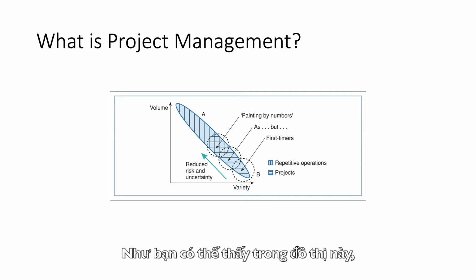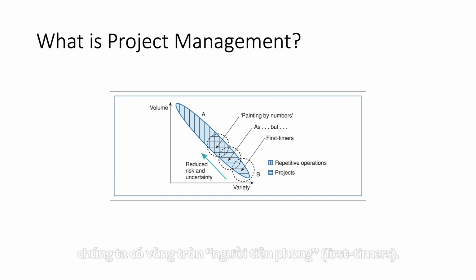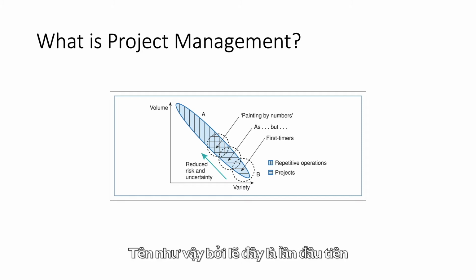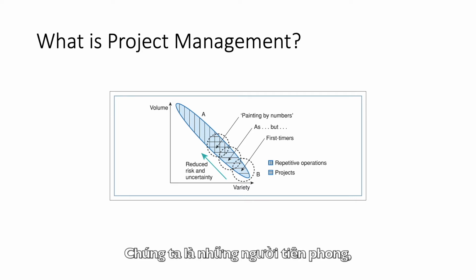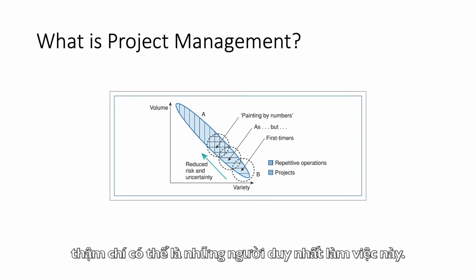So as you can see in this graph, in the far right hand corner, we have a circle that is labeled first timers. First timers means it's the very first time that we have actually ever done what is to be accomplished on the project. So first timers may be only timers.